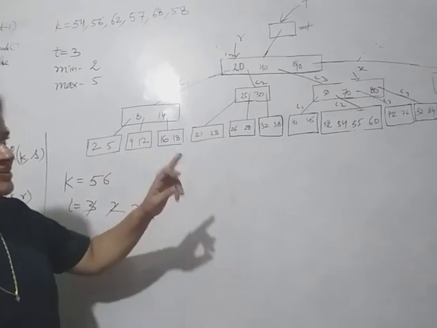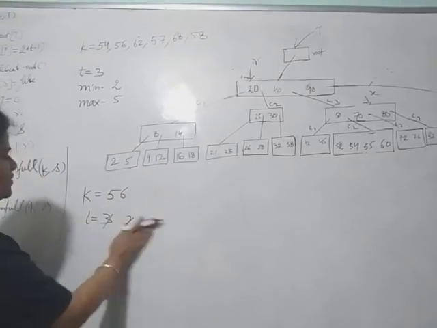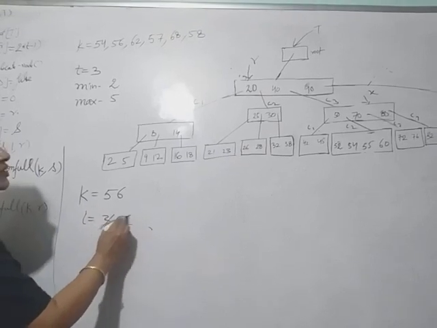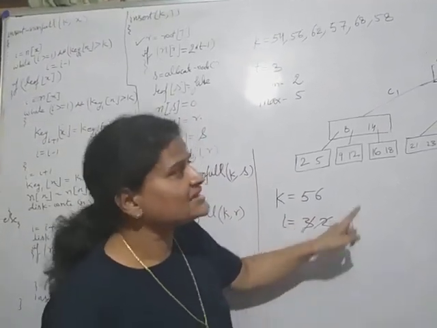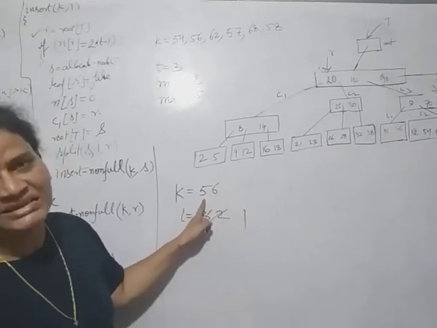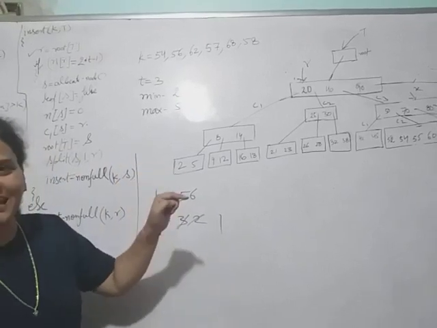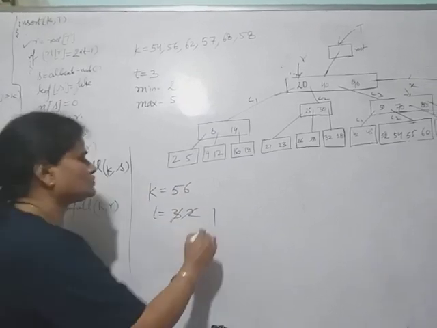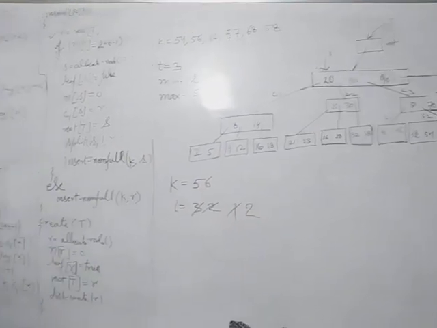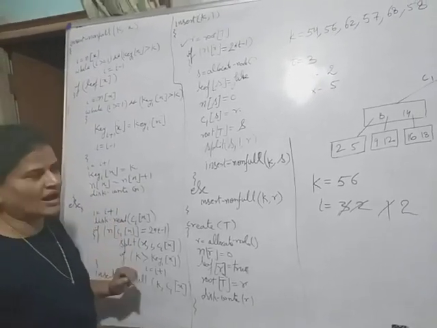So 80 is greater than 56, 70 is greater than 56, but 50 is less than. So I will start from 3, then 2 and then 1. This loop will stop at 1 as 50 is less than 56, or you can say 56 is not greater than 50. So the appropriate child where the 56 will be inserted is 2. After this, if it is not a leaf, I equal to I plus 1.